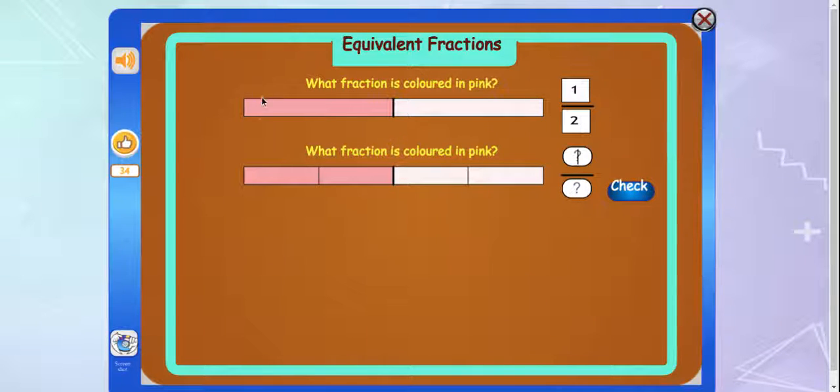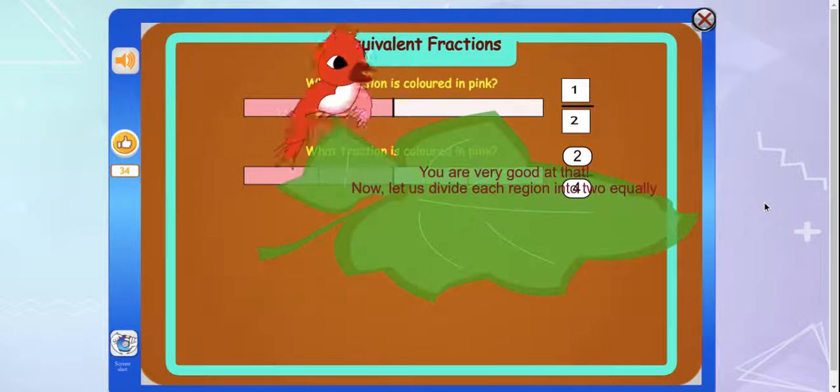Okay, now let's take each of these portions and further divide it into two equal parts. So the pink portion is divided into two equal parts. The white portion is divided into two equal parts. Now, what fraction is colored in pink? In total, we have got four parts. You write that in the denominator, which is 4. And you've got two parts which are colored in pink, so that goes on top. So fraction of the boxes which are colored in pink is 2 out of 4.